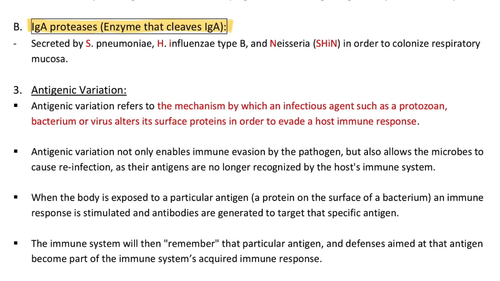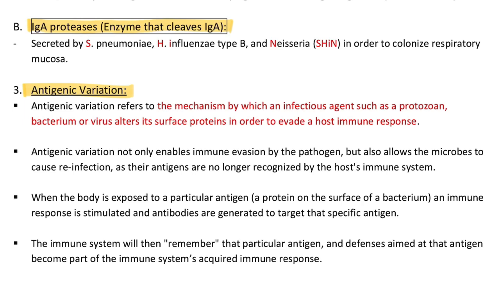Next one, antigenic variation. Antigenic variation means, ever wonder why you get recurrent infections from the same bug? Let's blame antigenic variation. So in definition we can see microbes change surface antigens to evade memory immunity and reinfect the host.